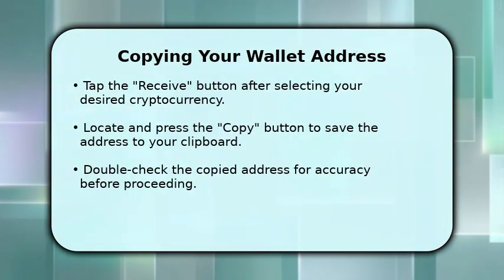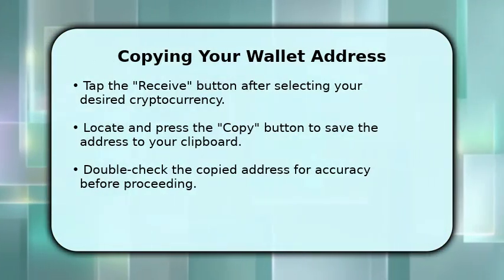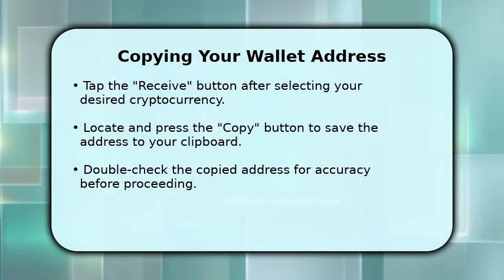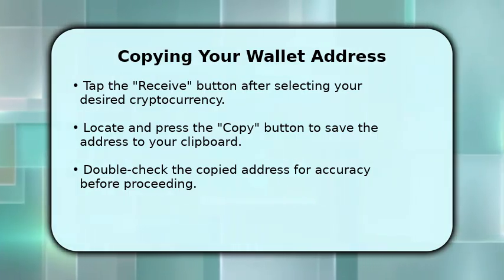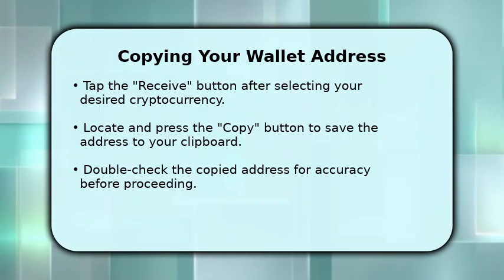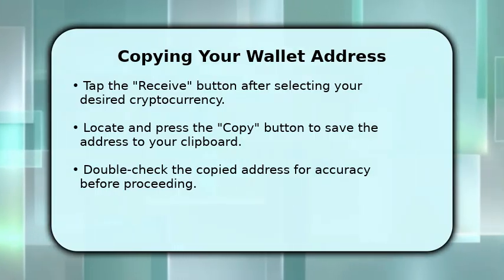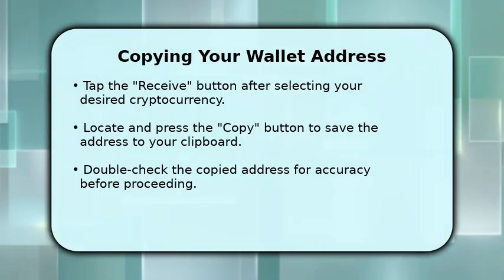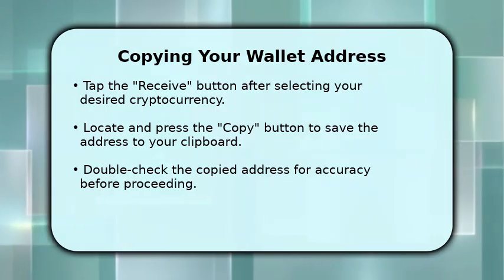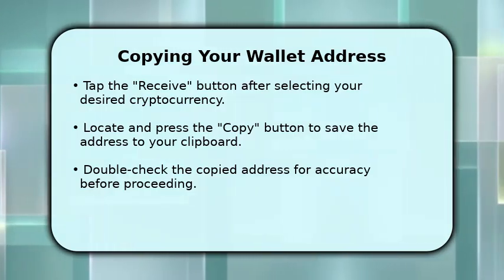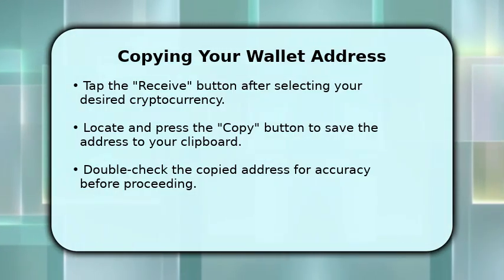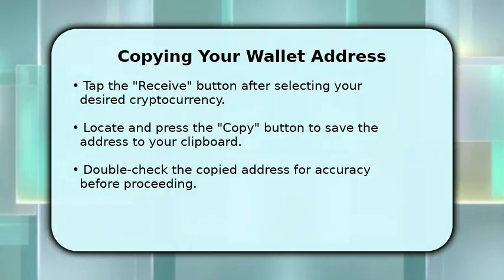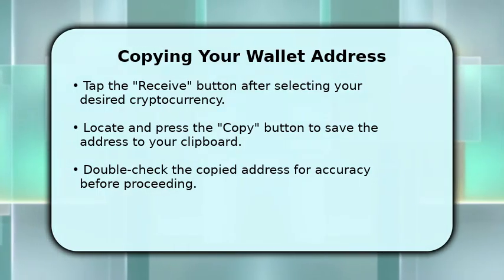After selecting your cryptocurrency, you will see options like Send, Receive, and Swap. Tap on the Receive button. This action will display your unique wallet address, often as a QR code and a string of characters. Below the QR code, you will find a Copy button. Press this button to copy the address to your device's clipboard. Always take a moment to visually confirm the address is correct.